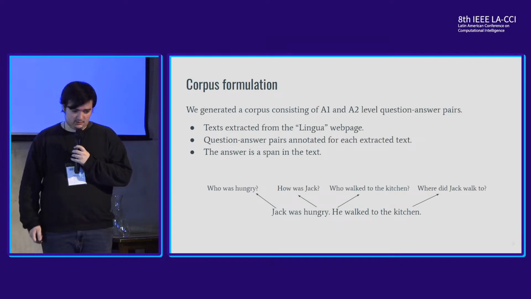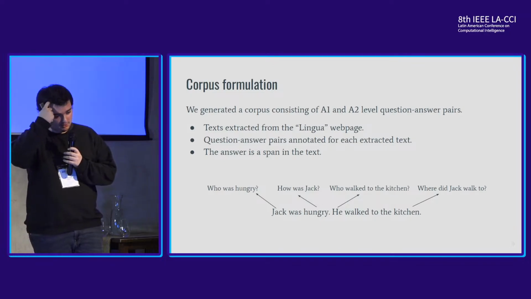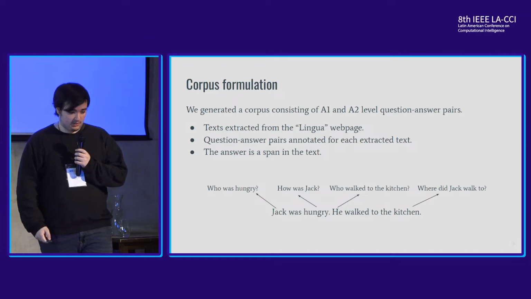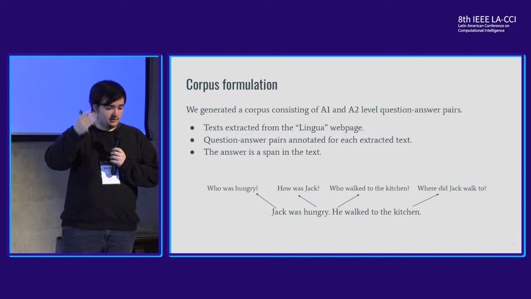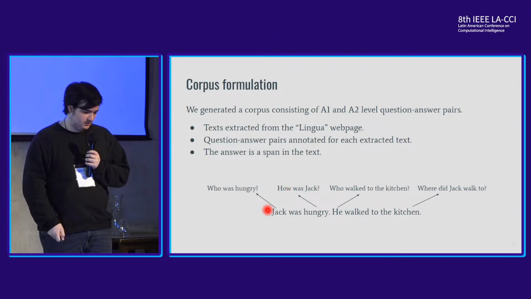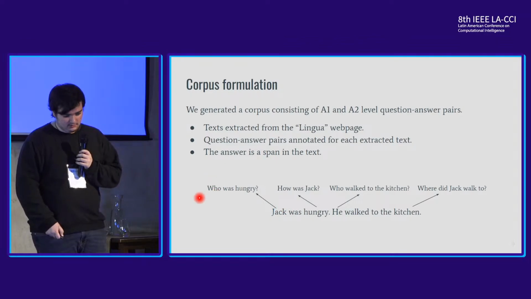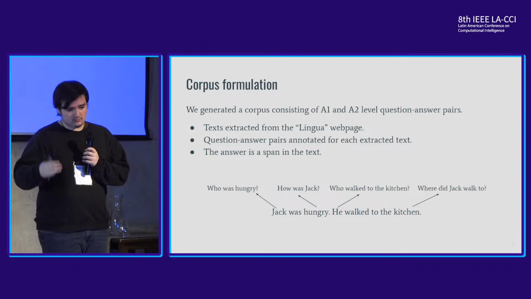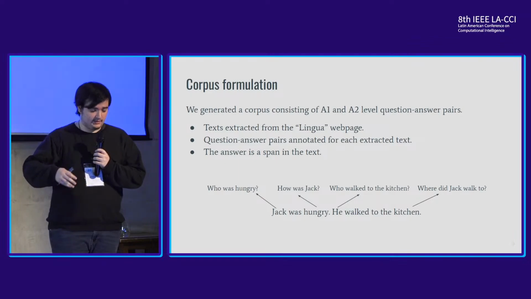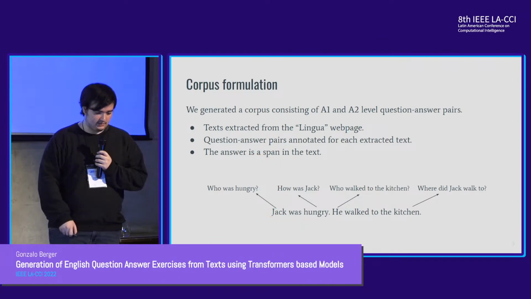We also formulated and generated a small corpus, just as in the 2019 undergraduate thesis I mentioned. We extracted text from the web, and then for each text we annotated question-answer pairs. So, for example, in this text, if we select Shaq as an answer, what question could be asked where Shaq is the answer? That question would be, who was hungry, for example. Those question-answer pairs were annotated, and in that way we generate the corpus. And of course, the answer is always a span of text. That's why we select the answer and generate the question.